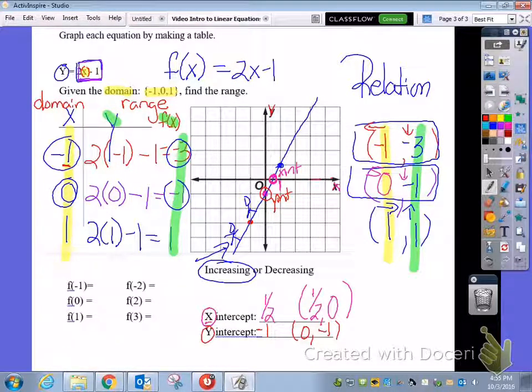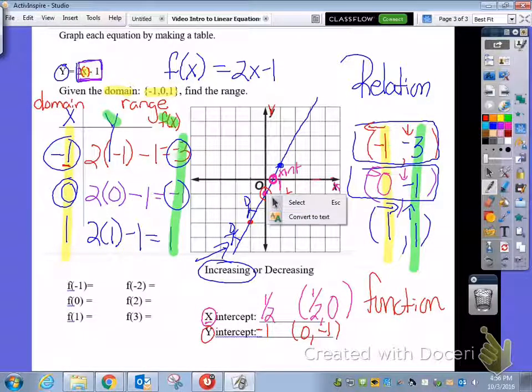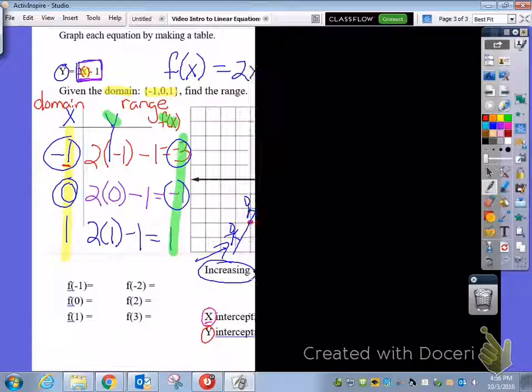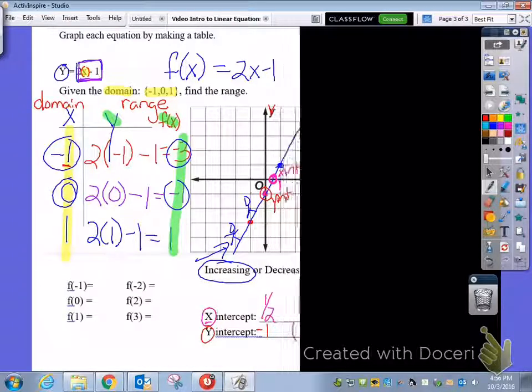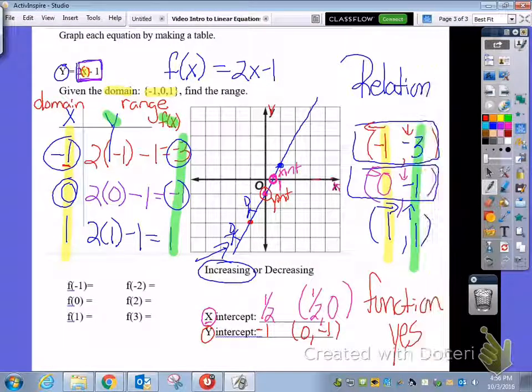Now, notice I have function notation. Is this a function? Remember, a function means that for every x, there is exactly one y. So for every x, there is just one y. I do not have any points over each other. So is this a function? Yes. For every x, there's just one y. By the vertical line test, if I took this reveal tool, every single time, it's just going to pass through that blue line one time. So it is a function.